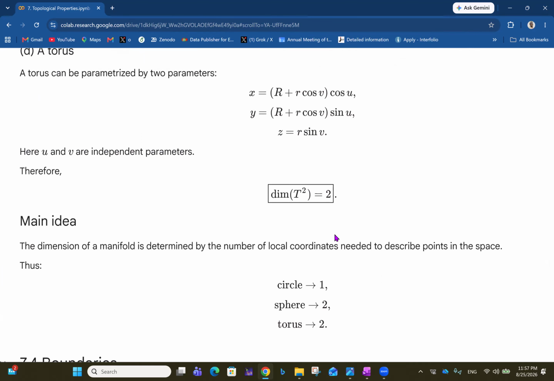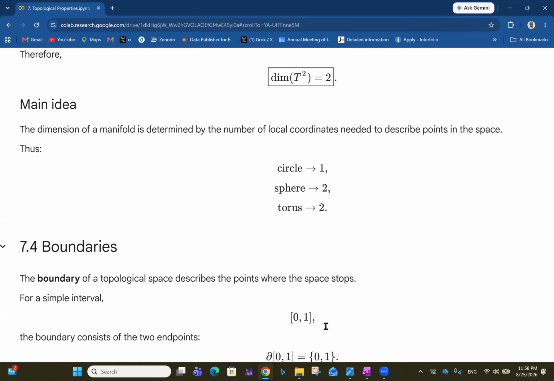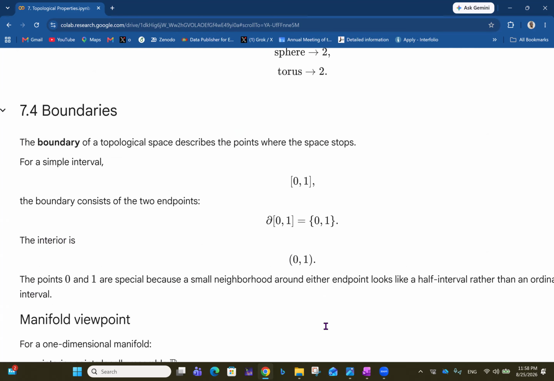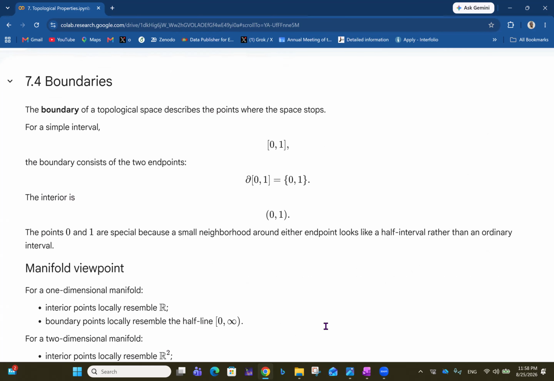So the main idea here is that the dimension of a manifold is determined by the number of local coordinates needed to describe points in the space. Thus, for a circle, the number of local coordinates needed is 1. For a sphere, you need 2. For a torus, you also need 2. Then just follow the number in how it is represented. For something in the real numbers, you just have R. For a circle, it's S1. For a sphere, it's S2. For a torus, it's T2. So you can just follow the number and you get the dimension. That's one hack to getting the dimension of any space very easily.